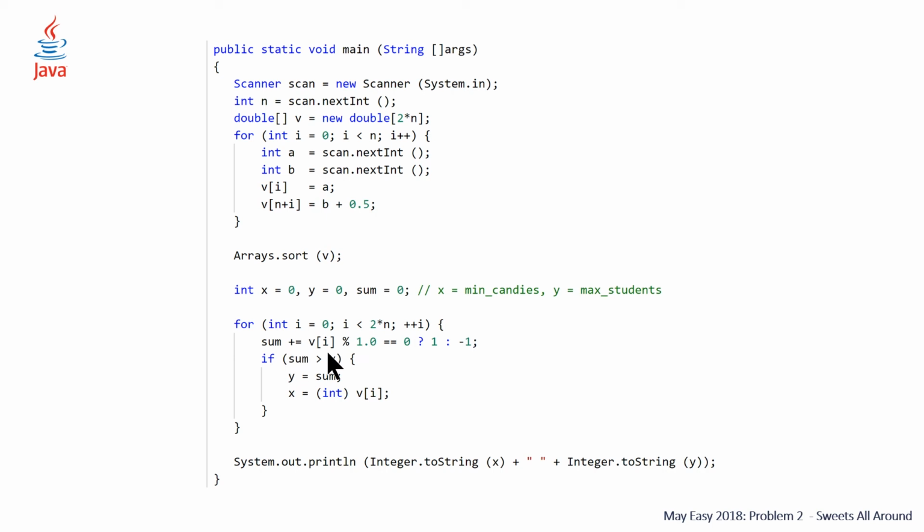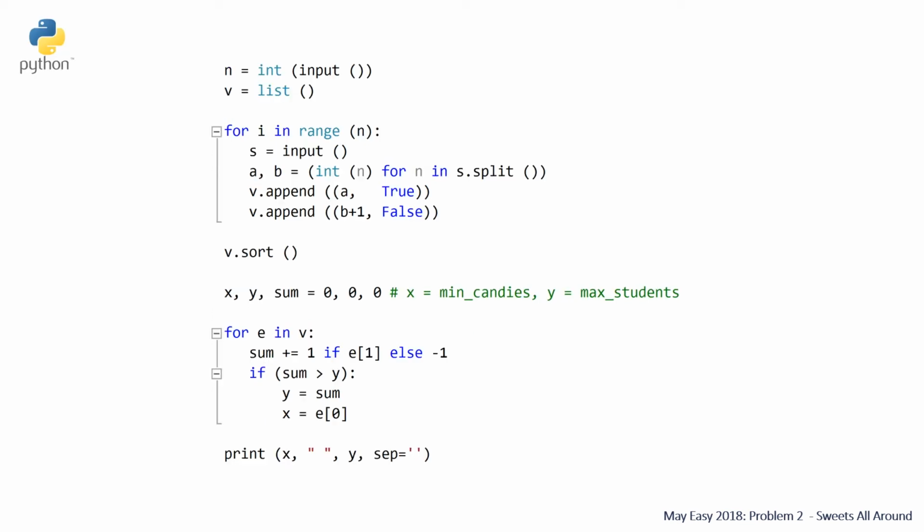So we do our plus equals. Here's our modulus calculation, checking to see whether it's equal to 0. If it is, we know it's the start of the range, add 1. If not, subtract 1. And then we do our same checks in our if statement here to reset our x and y values. And at the end, we just output. And moving on to our Python solution, here Python does not support pairs, but it does support tuples, so we can just use a list of tuples.